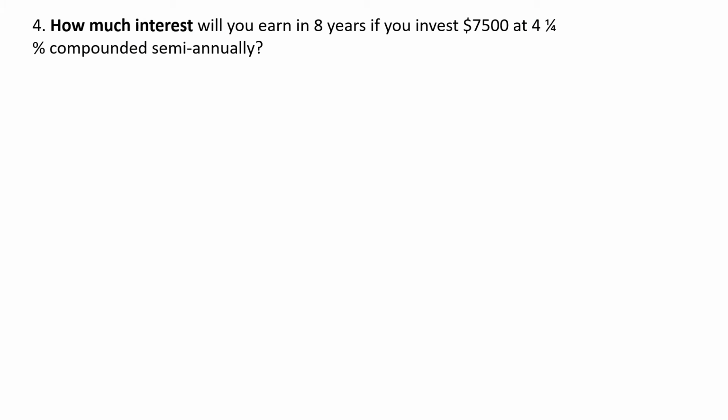Number 4, how much interest will you earn in 8 years if you invest $7,500 at 4 1/4% compounded semi-annually? So first off, which equation are you going to be using? Not PERT, because that would be compounding continuously. Not the a, b to the cx, because it's not just a general exponential problem. It should be amount in the account at any time t equals P times 1 plus r over n to the nt. Now, I don't want to know the amount in the account. That's not what the question's asking.